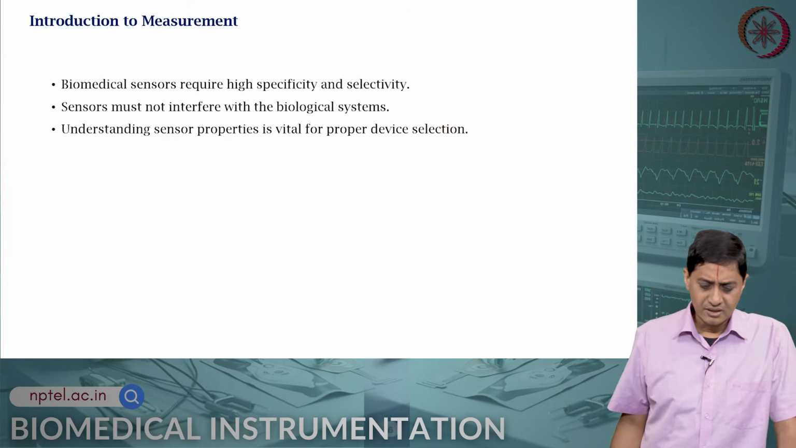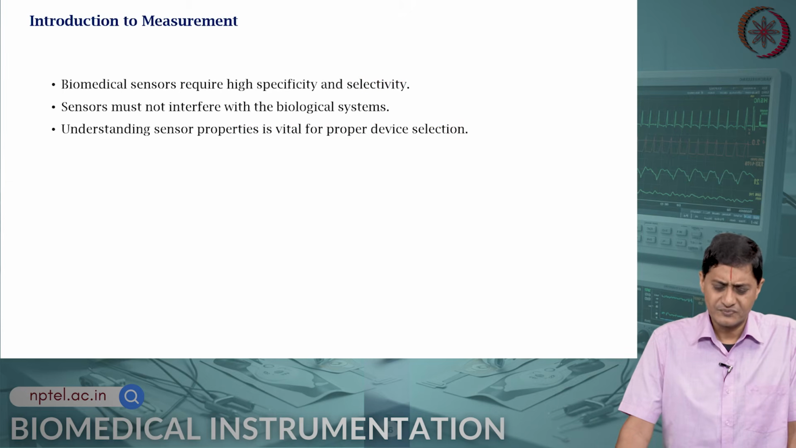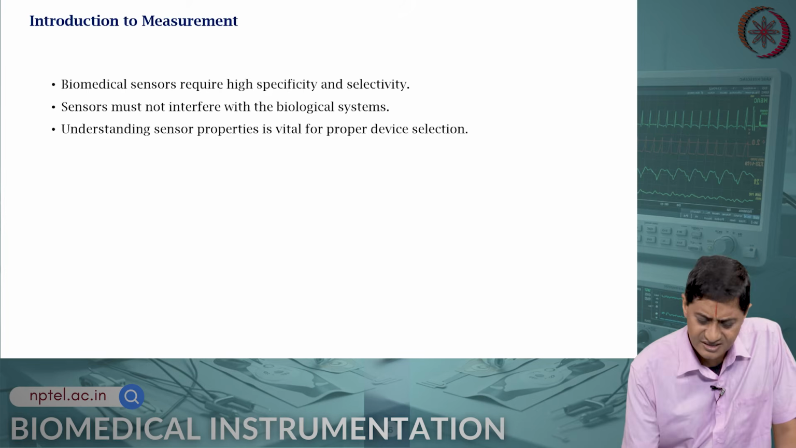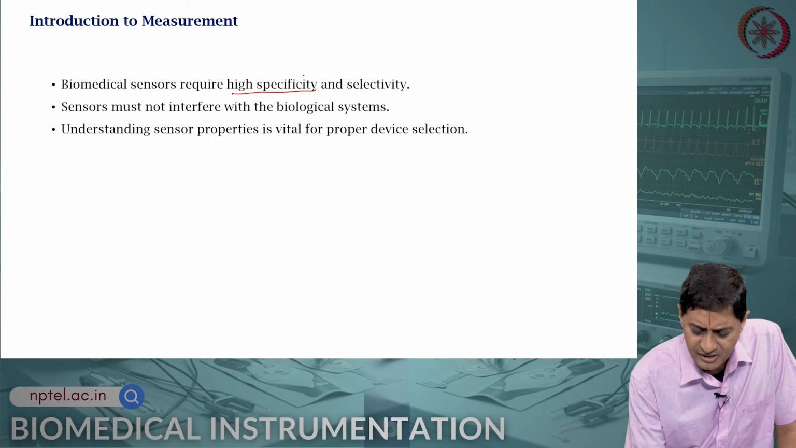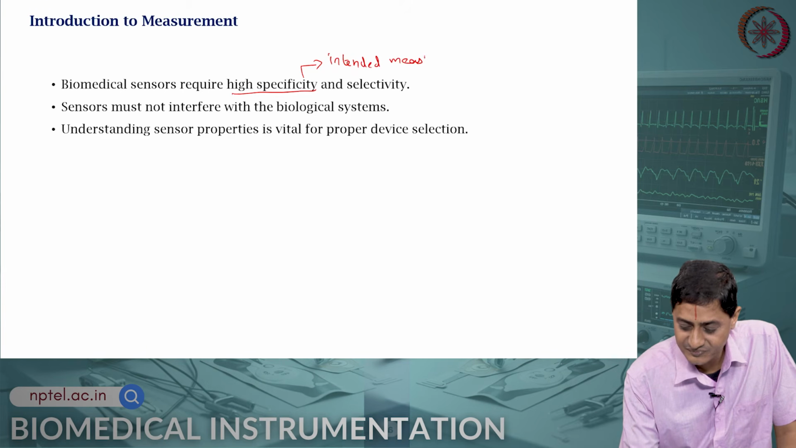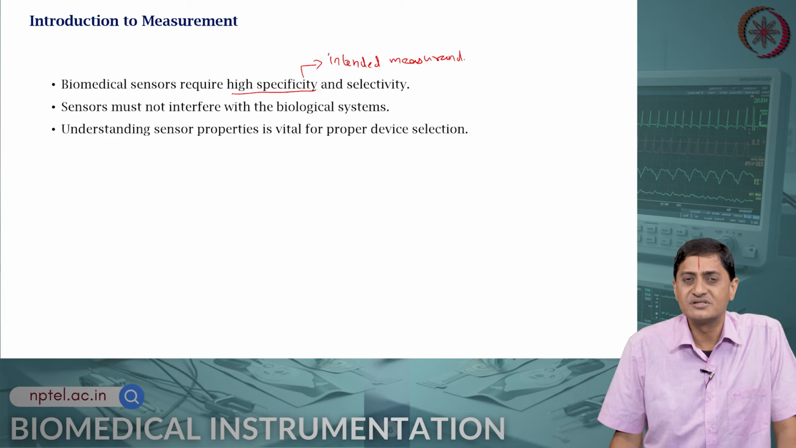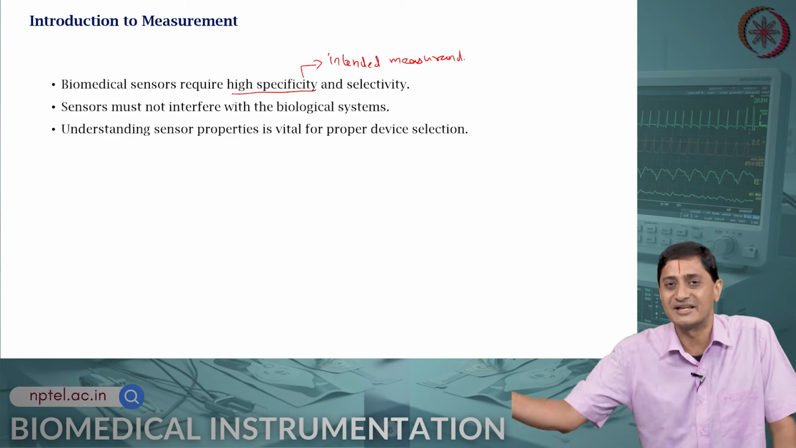It is critical to keep thinking about this. Right. Also, one more thing is specificity and selectivity. What is the difference? Specificity is measurement of an intended measurand and nothing else. Specificity refers to measurement of an intended measurand and not something else.